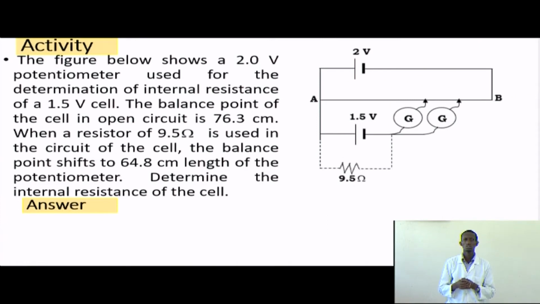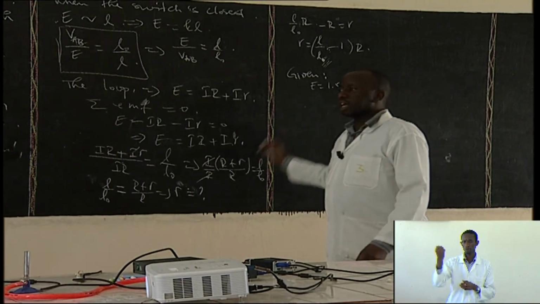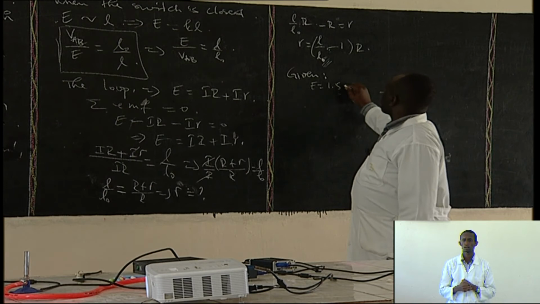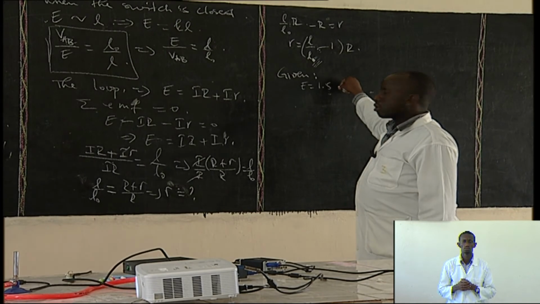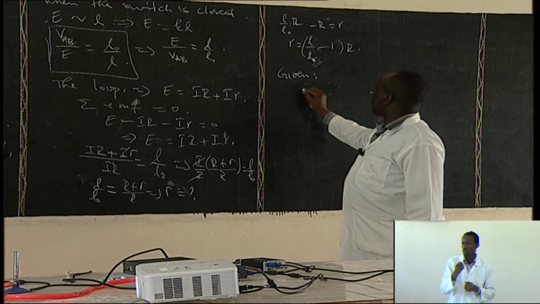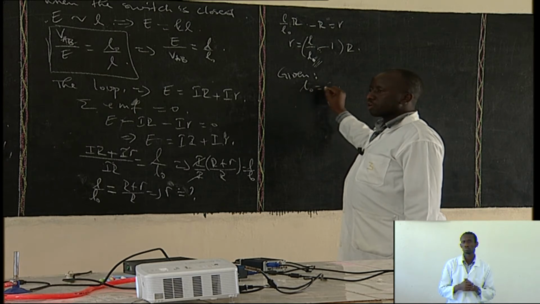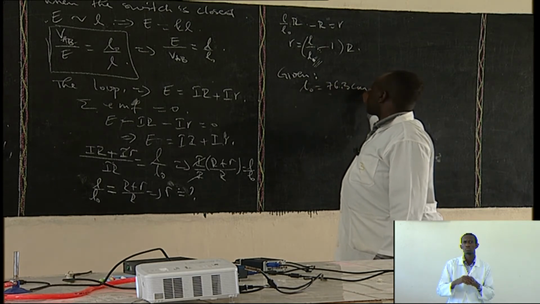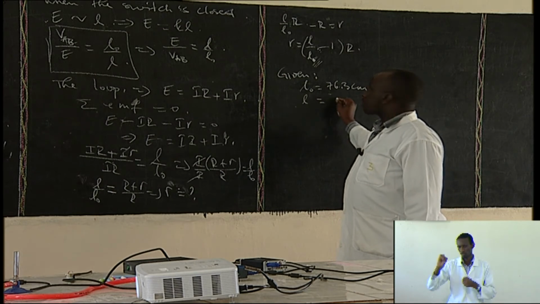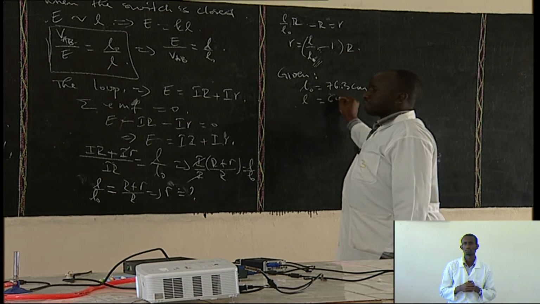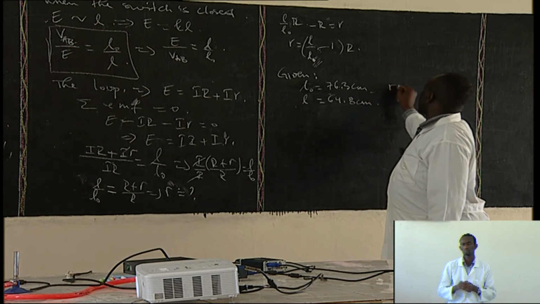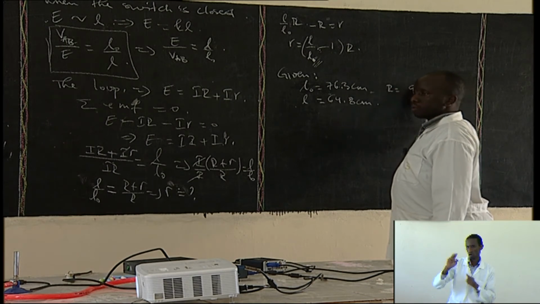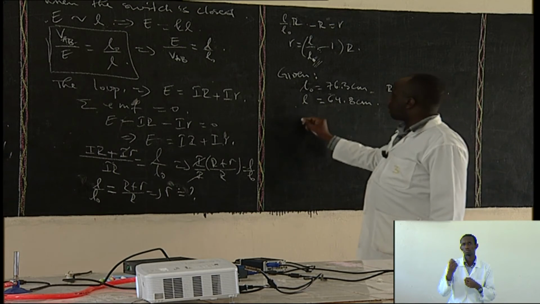What we have is E equals 1.5. Then L0 equals 76.3 centimeters, and L equals 64.8 centimeters. And what is there again? It is this R. R equals 9.5 ohm. And then we have the formula there.